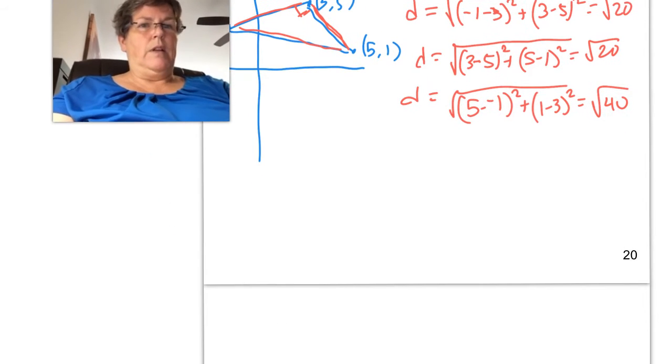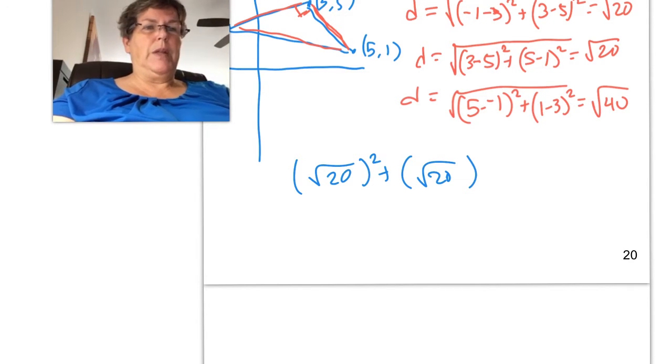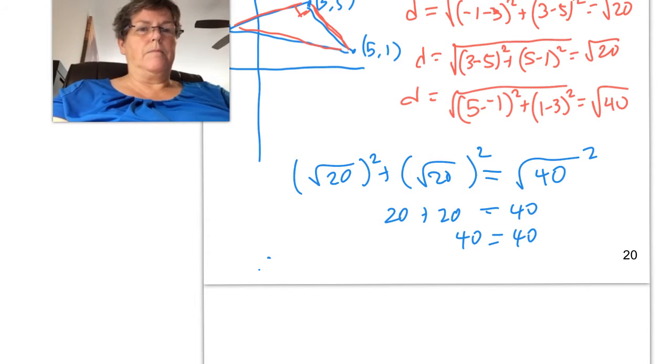Have we proven that the sum of the squares of the two shorter legs of the triangle equals the square of the longest? I know I'm looking in a weird place, but that's the way this particular software works on my iPad. So I believe we've checked: 20 plus 20 equals 40. So by the converse of the Pythagorean theorem, this is a right triangle.